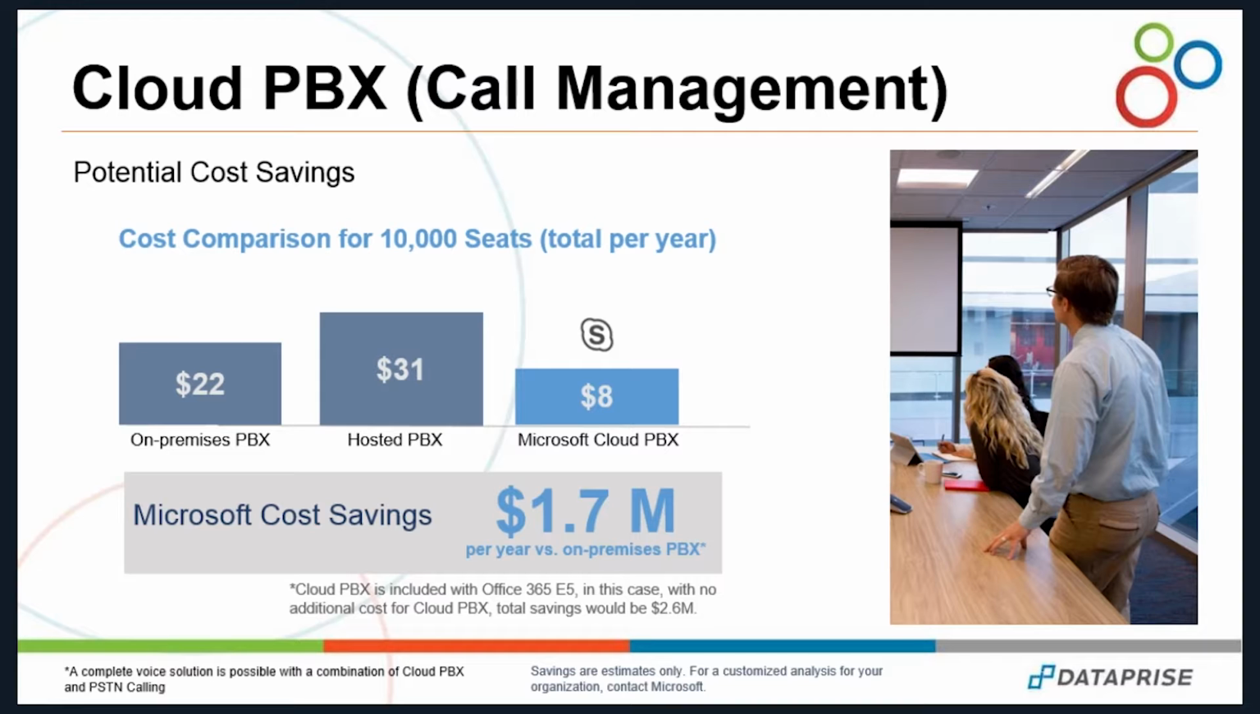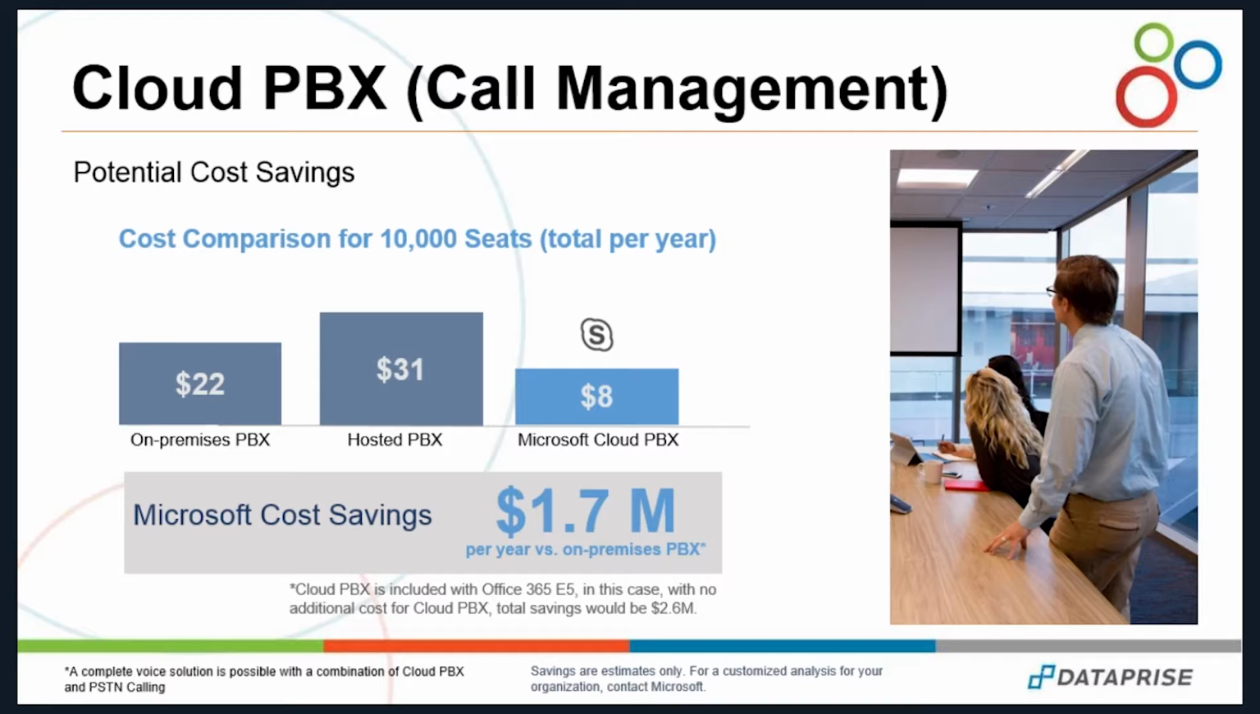And I can provide the references for where these numbers came from. All you have to do is let me know, and we can come and help you do an analysis of what you're currently spending on your phone system, and what your individual savings would be if you were to move to Skype for Business Cloud PBX.